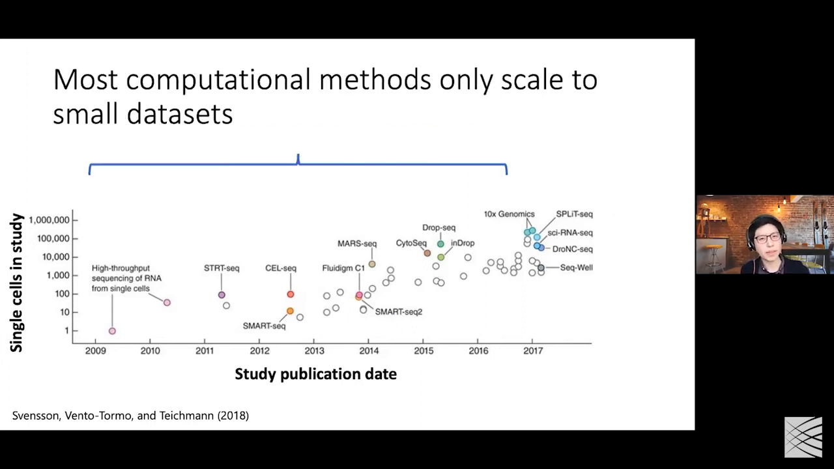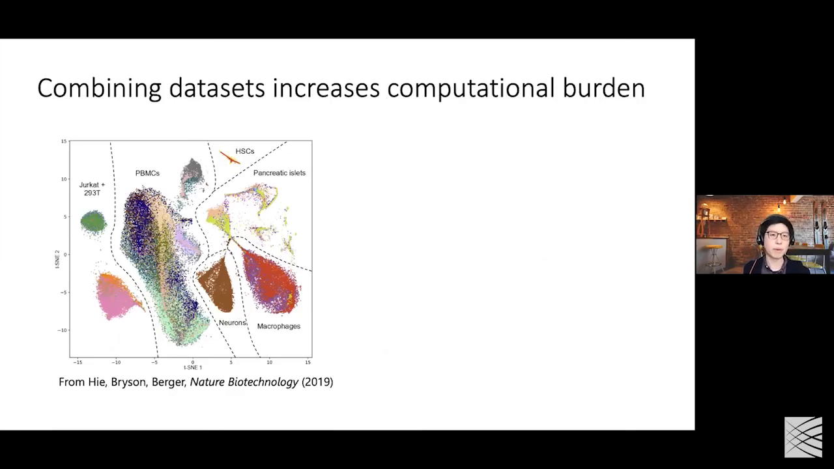And the problem with this trend is that computational methods for analyzing these data have been struggling to keep up with the pace of data generation. So most methods are designed for relatively small scale data, including thousands or tens of thousands of cells, and they have difficulty scaling to large data sets. And this problem is made worse by growing needs to combine and integrate multiple data sets across multiple labs to gain a broader understanding of the given biological system. And for these massive data sets with millions or tens of millions of cells, even quick exploratory analysis can be quite challenging.